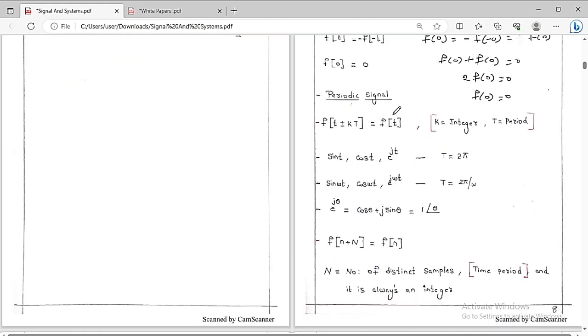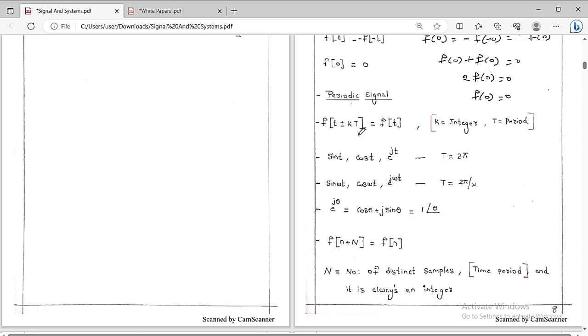So now let's go for another thing, which is a periodic signal. What's the meaning of periodic signal? After a certain time period, the signal is going to repeat its waveform, then that is called a periodic signal. So listen carefully. After a certain time period, the signal is going to repeat its nature, then that is called a periodic signal. So f of t plus or minus kT is equal to f of t.